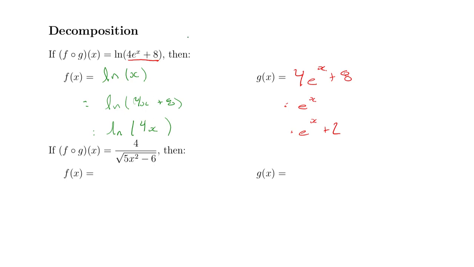In this second example, we can do a similar thing, and some people will look at this and say, oh, okay, 5x squared minus 6 is inside of that square root, and so we'll write this as 4 over root x.